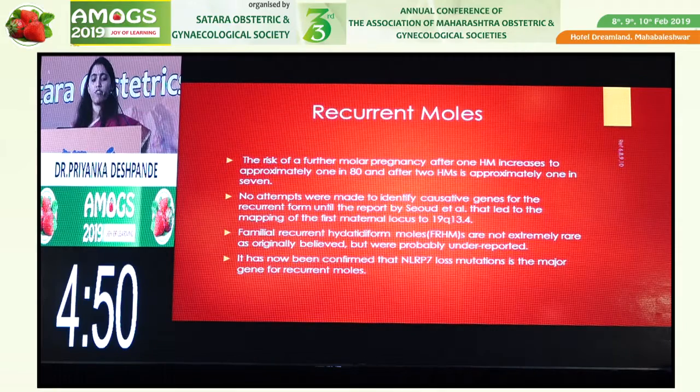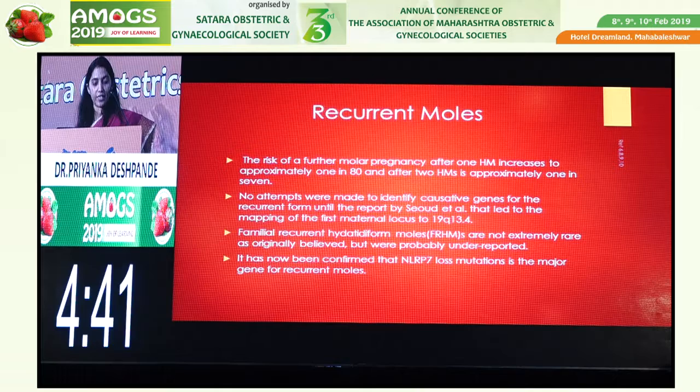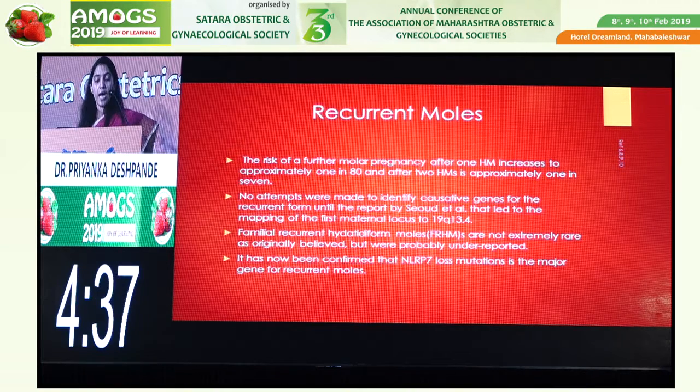Now comes the topic of recurrent moles. So the risk for further molar pregnancy after 1 molar pregnancy increases to 1 in 80, and after 2, it comes to 1 in 7. So initially, no attempts were made to identify the causative genes until a report by Seward et al. showed that the mapping of the first maternal locus on chromosome number 19 has a locus for recurrent molar pregnancies.